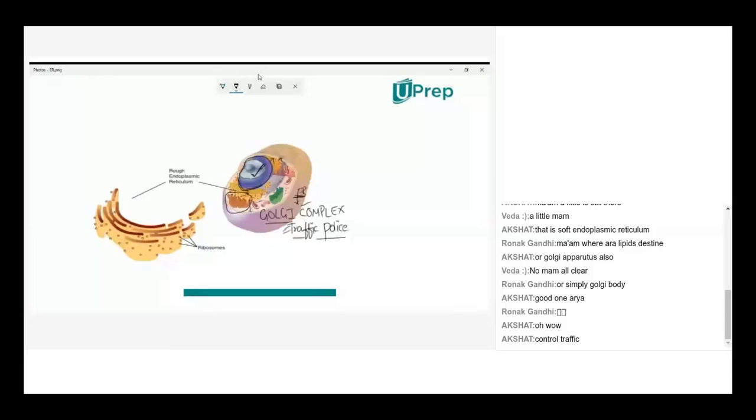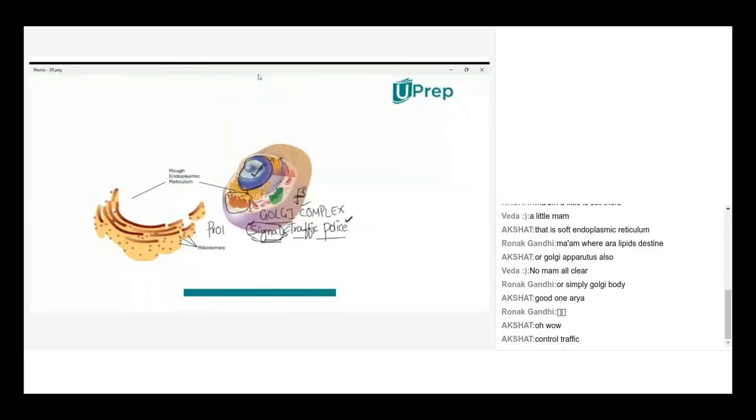Yes. Good response. Traffic control means, like the other student said, controlling traffic based on the signal light. So with the signal, traffic will be controlled by a traffic police. So here, when we say Golgi complex acts as the traffic police of the cell, it should get a signal, isn't it? What is the signal for Golgi complex? The signal for Golgi complex is the protein.